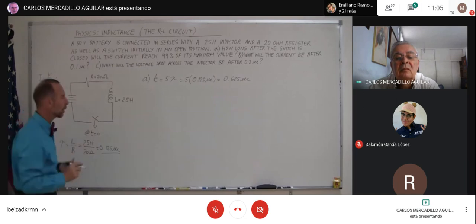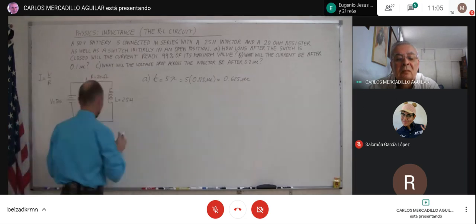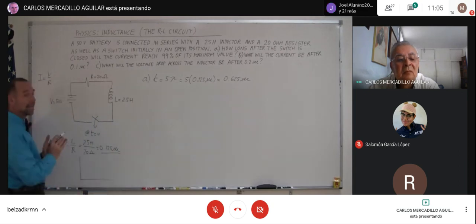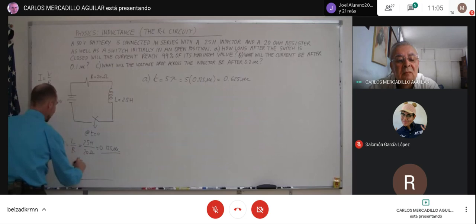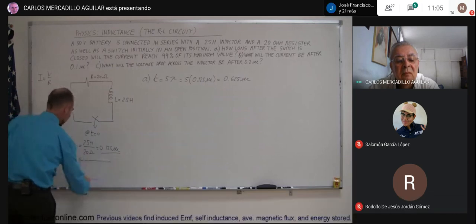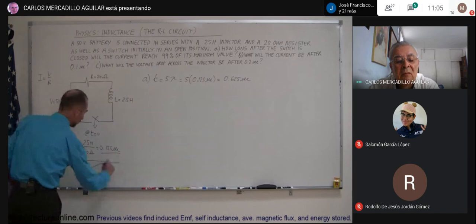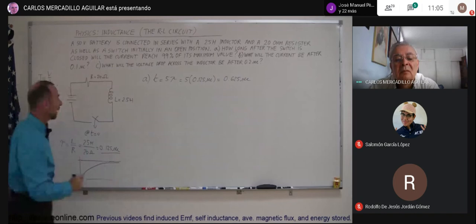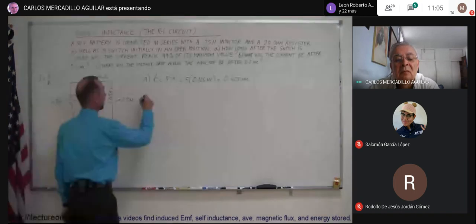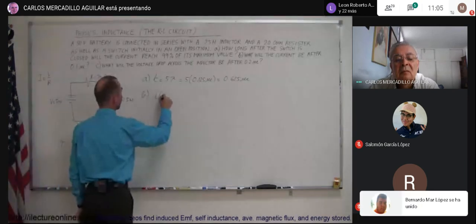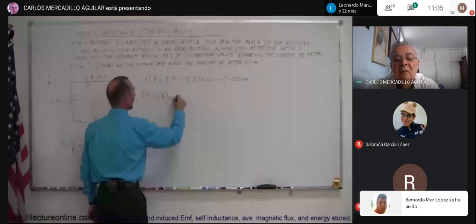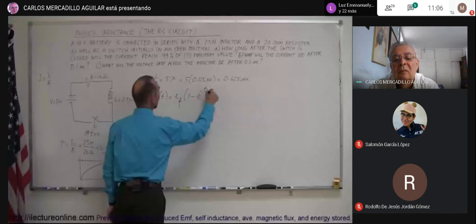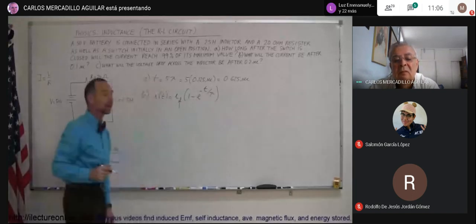So for that, we need the equation. Remember that just like with capacitors, when inductors are in a circuit, the current will not immediately go to its final value. If this is the final value of the current, then the current will increase just like that, just like the increase of a charging capacitor. And the equation for that, for part B, the equation we need is the current as a function of time is equal to the final current in the circuit times 1 minus e to the minus t over tau, where tau, of course, is the time constant of the circuit.